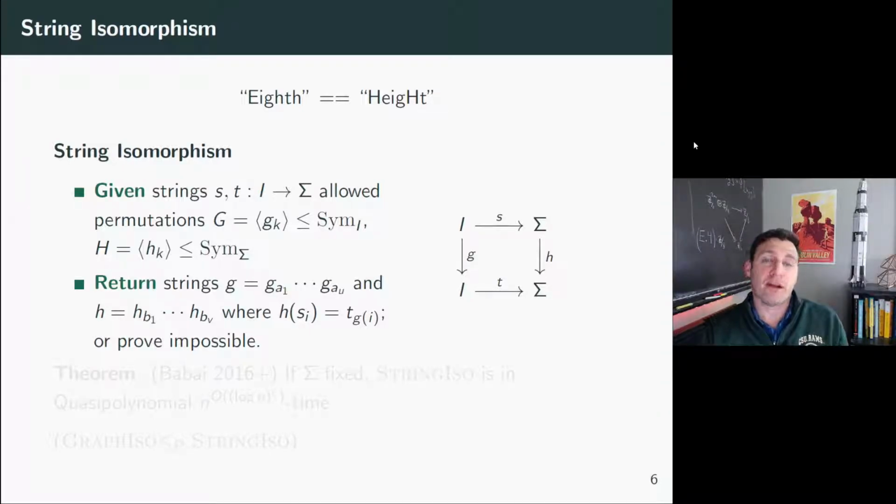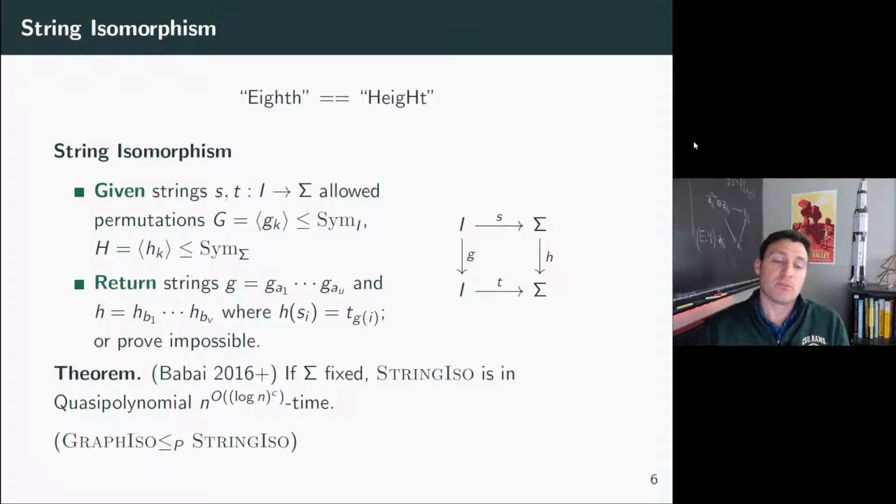Naively, this is an n factorial search. So it's a bit surprising that this can actually be done in quasi-polynomial time, at least in the situation where the alphabet is fixed. This is the result that Laszlo Babai is famous for in graph isomorphism circles, and it's because string isomorphism is a harder problem than graph isomorphism and the one that is actually solved, or at least graph isomorphism reduces to it. I shouldn't say strictly harder.